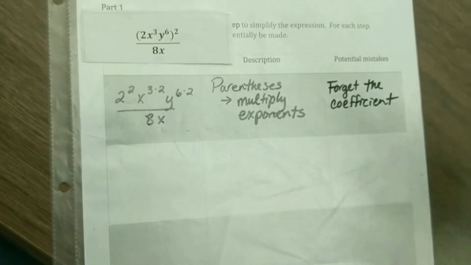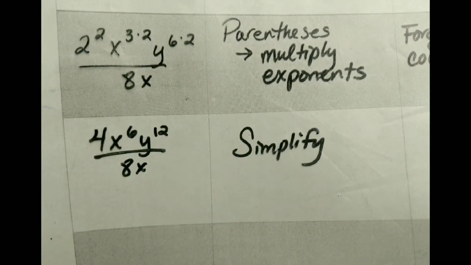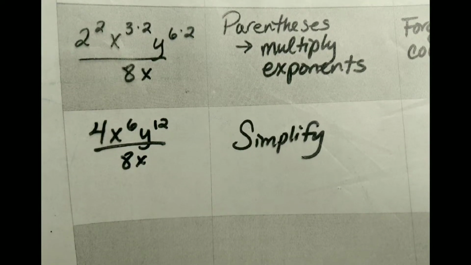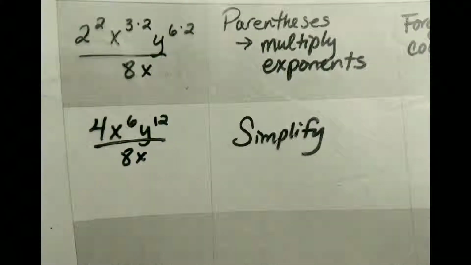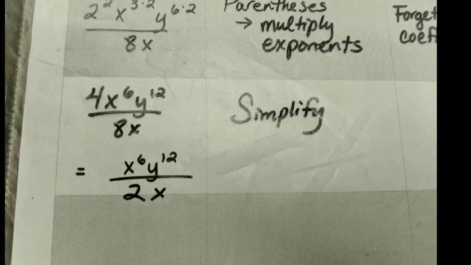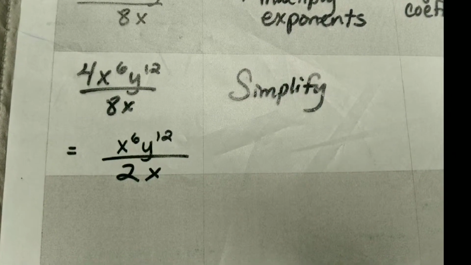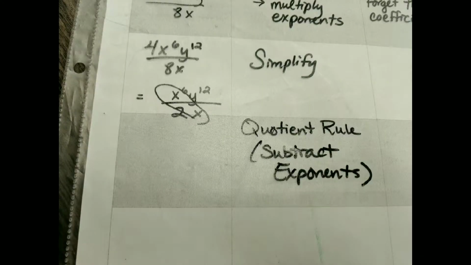We can simplify the fraction looking at the 4 over 8. Potential mistake there, maybe students treat those like exponents and accidentally subtract them. Because we are using the laws of exponents, we're getting used to that and kind of forget what to do with our normal numbers. And then lastly, I'm going to use my quotient rule.